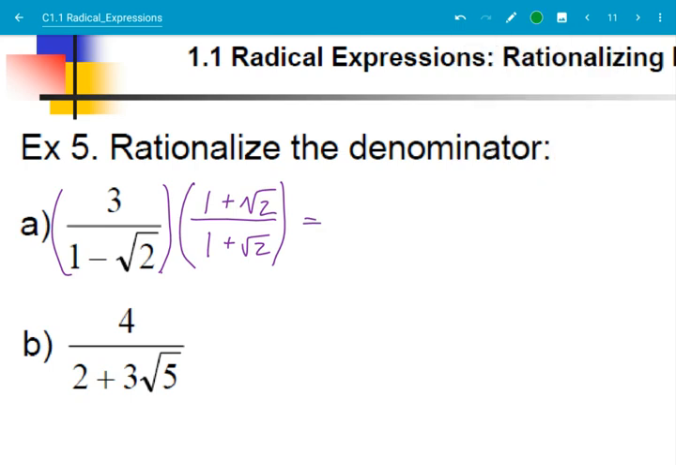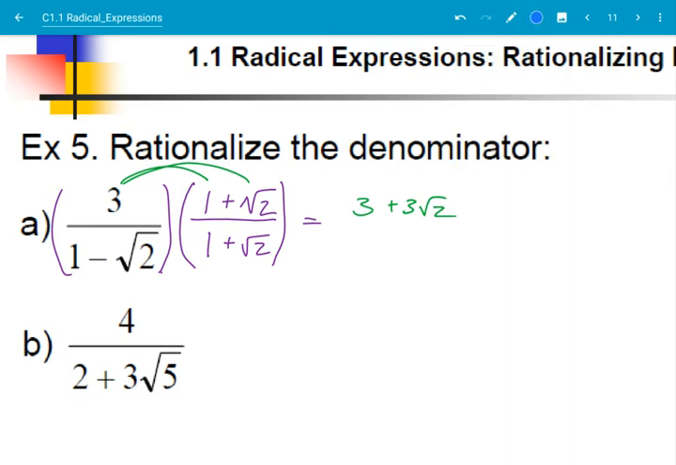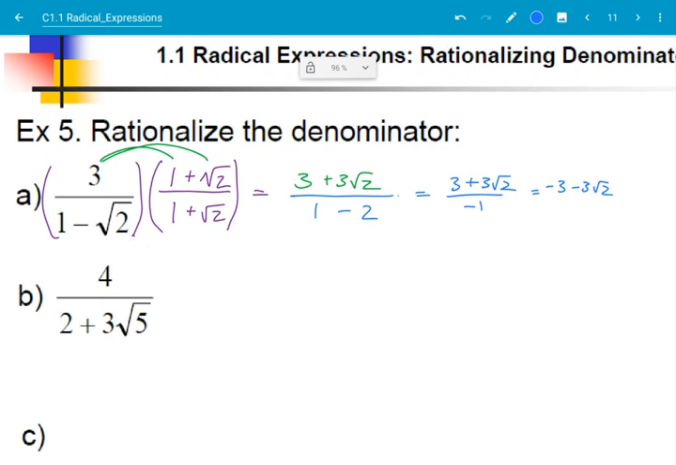Distributing in the top, it's 3 plus 3 times the root of 2. And in the denominator, we have the difference of squares pattern, so it'll be 1 minus 2. Simplifying, 3 plus 3 root 2 over minus 1. So negative 3 minus 3 root 2. Pause the video and try B and C.